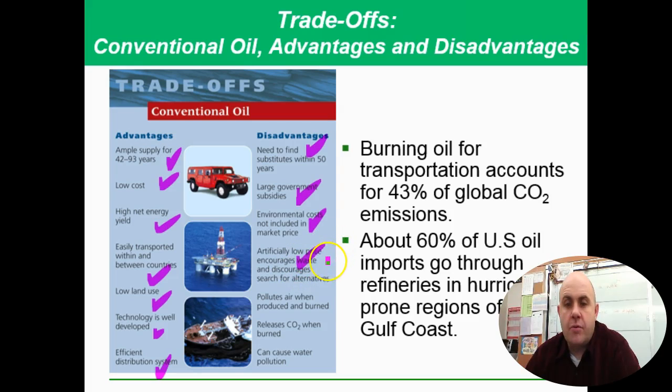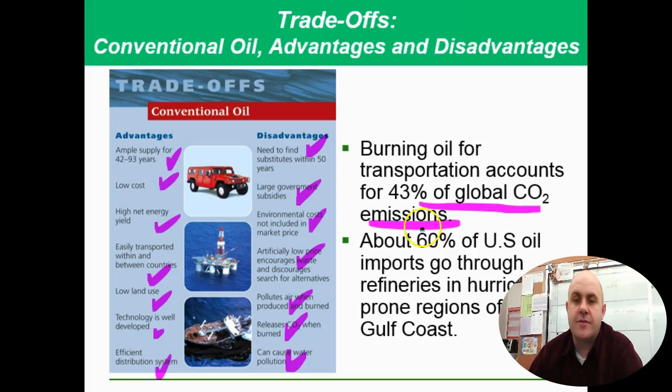Right now there's an artificial low price built into it for its usage with government subsidies and things, which can create some problems there. It is a polluter. It releases CO2 when it's burned, and it causes lots of pollution, including oil pollution or water pollution when we have oil spills. Here's a breakdown of some things really fast. 43% of the CO2 on the planet comes from transportation and the burning of oil for it. 60% of the U.S. import goes through refineries in hurricane areas, so along the coast and stuff, which has a possibility of creating some dramatic environmental issues.